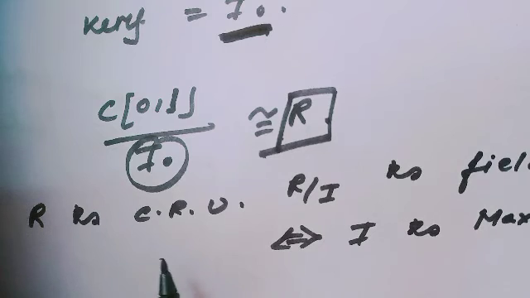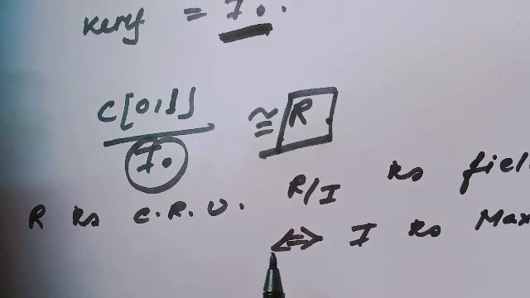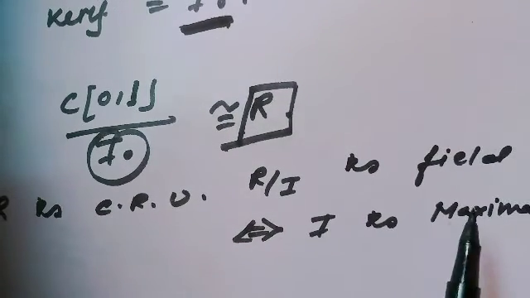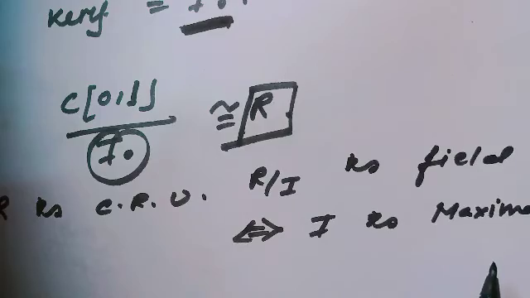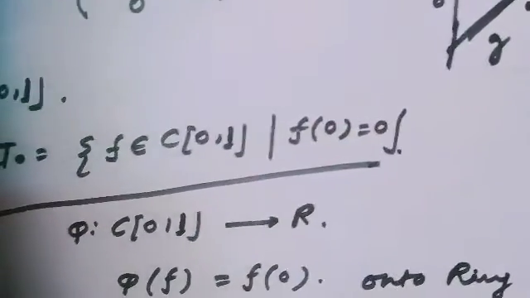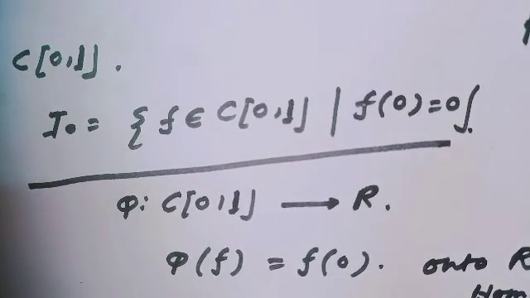And all of us know this theorem: if R is a CRU, that means a commutative ring with unity, then R mod I is a field if and only if I is a maximal ideal. And since R mod I is a field, obviously this ideal is a maximal ideal. Are you getting the other method?